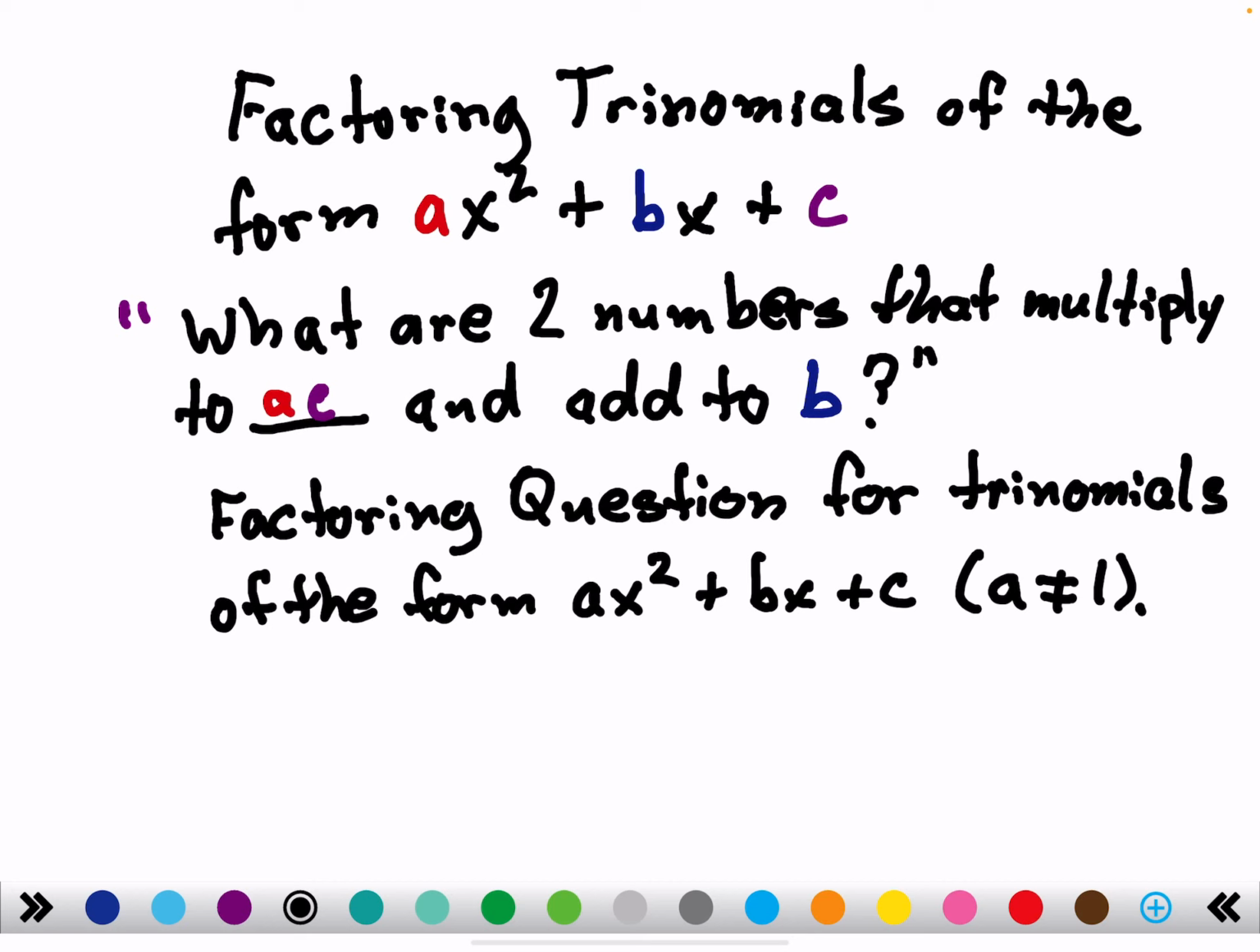Now, this part of the video deals with factoring trinomials of the form ax squared plus bx plus c. And we have to modify our factoring question because the coefficient of the x squared variable is no longer 1. So that question would be, what are two numbers that multiply to AC? So you multiply the leading coefficient A times the constant term C and add to B. So they still add to the middle term.